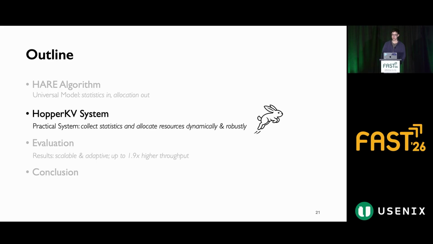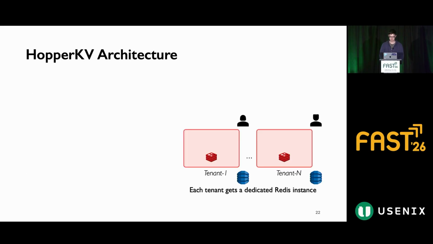Okay, now let me describe how we can modify a system in practice so that it can utilize HARE. We take HopperKV as an example, but the methodology is universal and very transferable to many different systems. To begin with, we have a cluster of Redis instances which cache data from backend DynamoDB. For better isolation, every tenant gets a dedicated Redis instance.